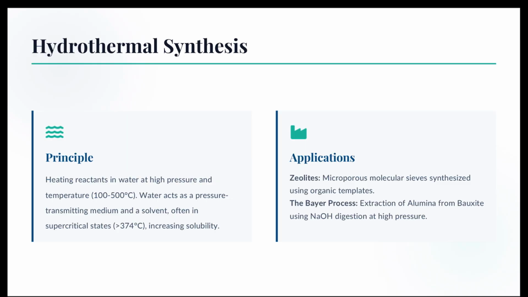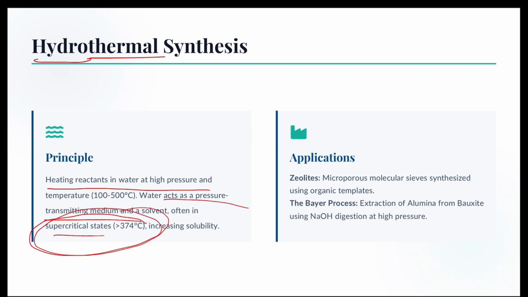In the hydrothermal synthesis method, as the name suggests, we are using hydro, meaning water, and heat for the synthesis process. We are going to heat the reactants in water at high pressure. And the water here acts both as the solvent and as a pressure medium, because water at high pressure of course is going to exert some pressure onto the reactants. One thing we have to keep in mind is the supercritical state of our water. Above 374 degrees Celsius, our water exists both as liquid and as steam.